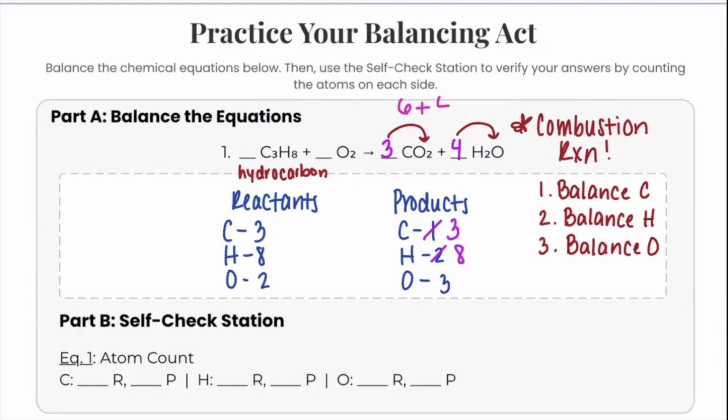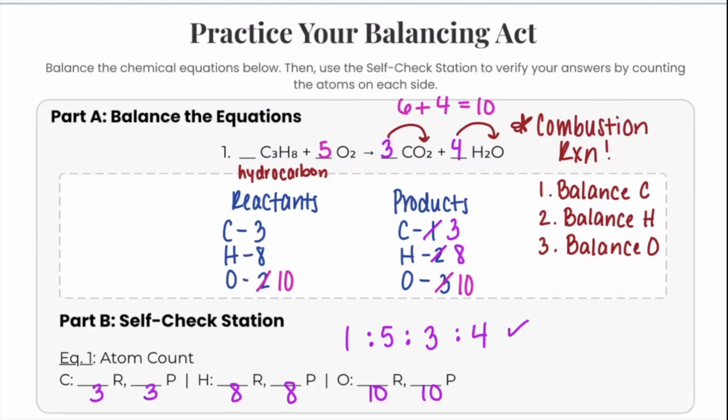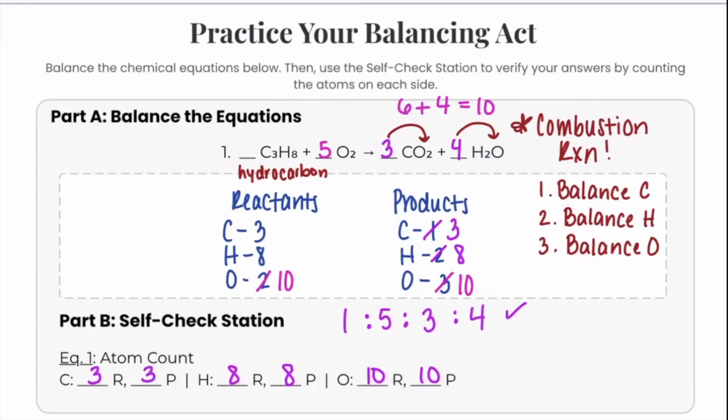So to get 10 oxygens on the left side, we have to add a 5 in front of the O2, because 5 times 2 is 10. And because the coefficients are already in the lowest whole number ratio, we're done.